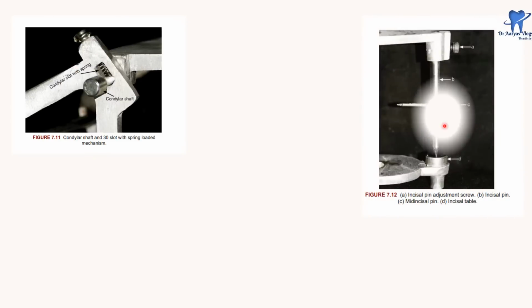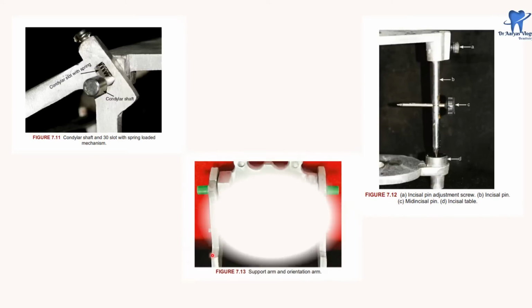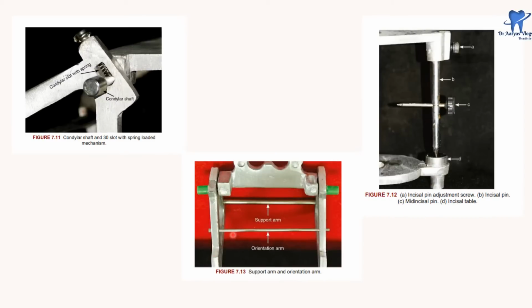So, this is the condylar shaft. We have already discussed the condylar shaft and the slot with spring-loaded mechanism. Just a spring-loaded mechanism is there. This is the incisal pin adjustment screw. This is the incisal pin. This is the mid-incisal pin, and this is the incisal table. And these are the support arm and the orientation arm. Two arms: support arm and orientation arm.